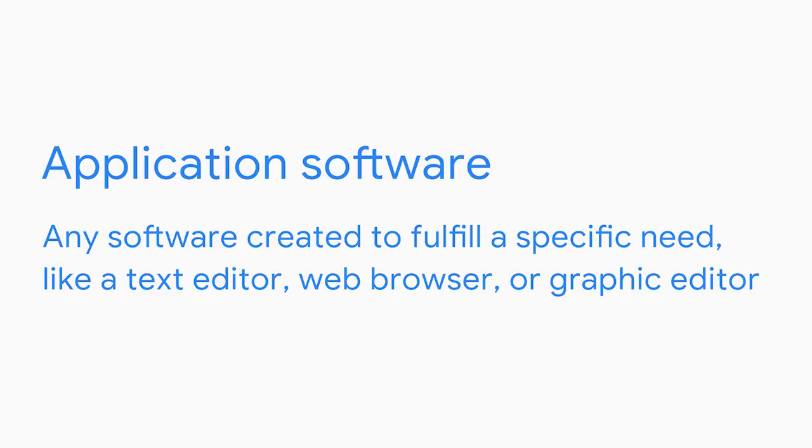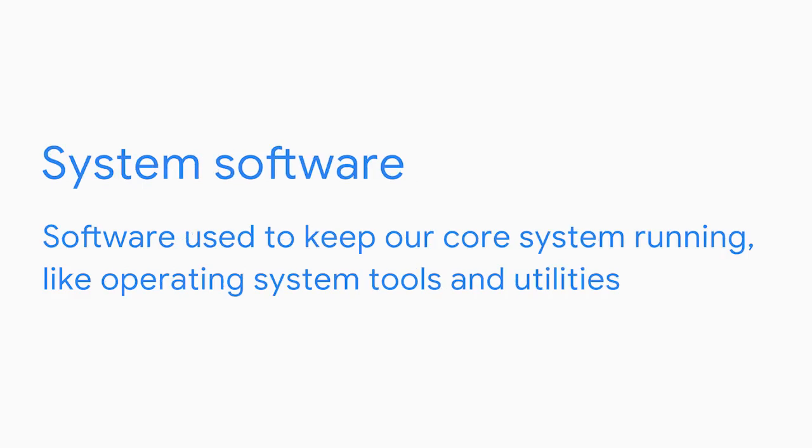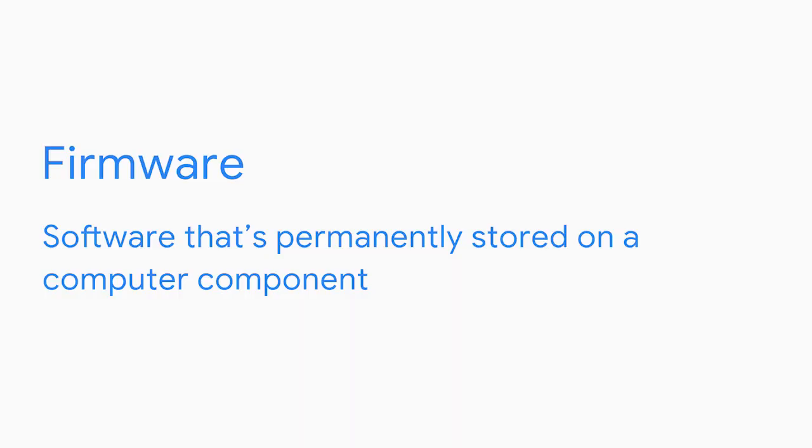We've talked about some of the basics of software, but now let's shift to the two types of software you'll encounter, categorized by function. Application software is any software created to fulfill a specific need, like a text editor, web browser, or graphic editor. System software is software used to keep our core system running, like operating system tools and utilities. There's also a type of system software that we haven't defined yet, called firmware.